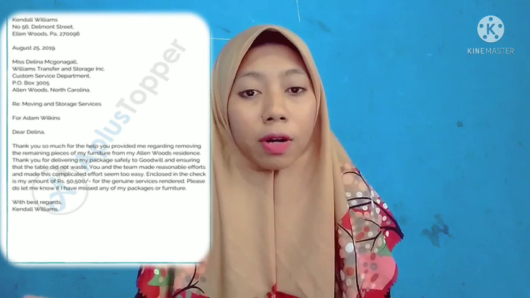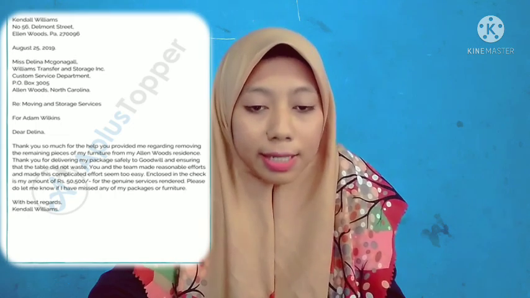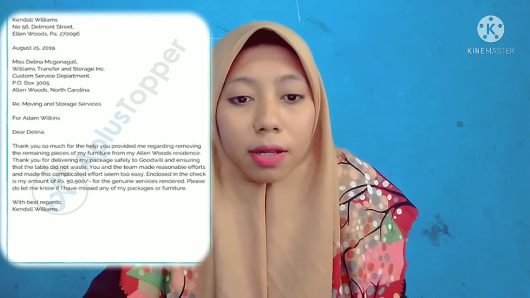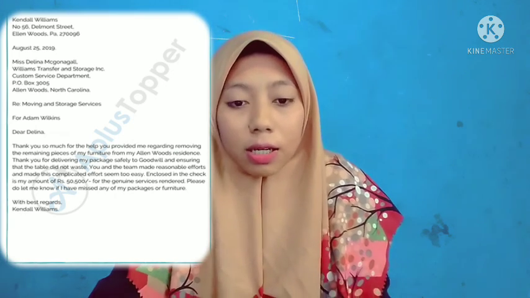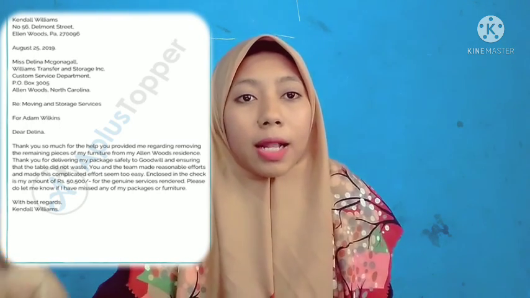Next, I will explain to all of you about the example of Goodwill letter. Okay, you can see in my video, I will take the example of the letter, Goodwill letter example. It is from Kendall William, number 56, Demont Street, Ellen Woods, PA 270096. It is the name and address of the sender, August 25, 2019. It is the date when you make the letter.